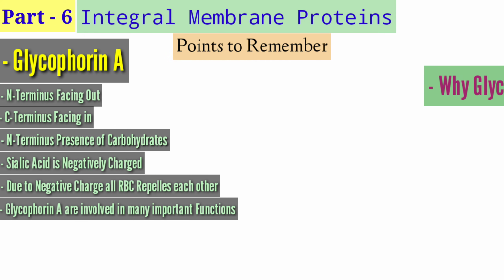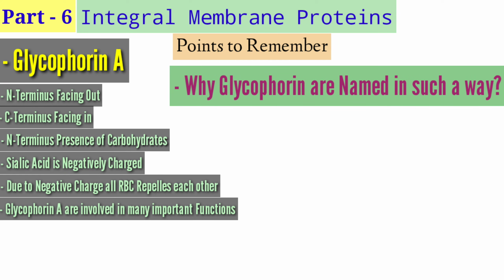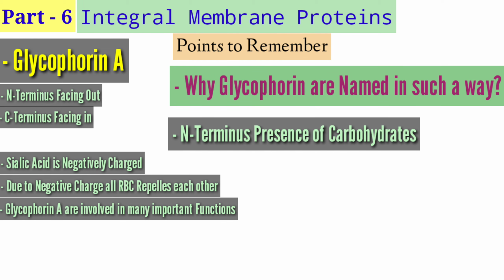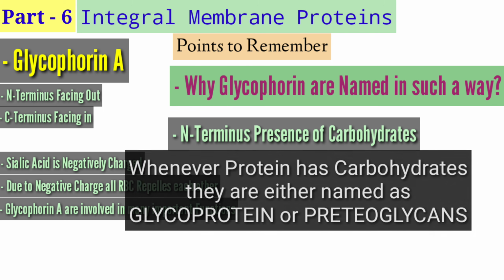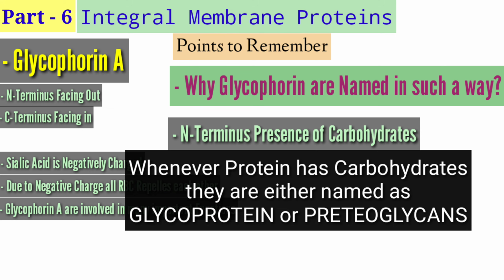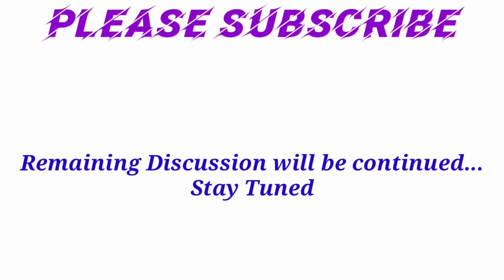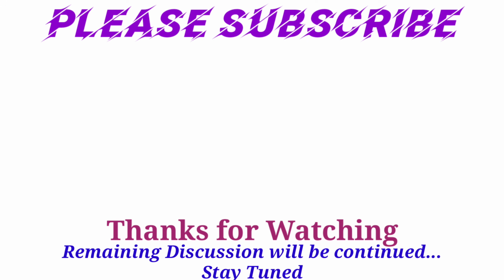Most importantly, why are these glycophorins named in such a way? Because of the presence of carbohydrate on glycophorin at the N terminus. Whenever a protein shows the presence of carbohydrate, these proteins are called either glycoprotein or proteoglycan. So what is the difference between glycoprotein and proteoglycan? And for the remaining integral membrane proteins, glycophorin was just one example. There are diverse examples with respect to diverse functions. We will discuss them one by one with their importance from the exam point of view.